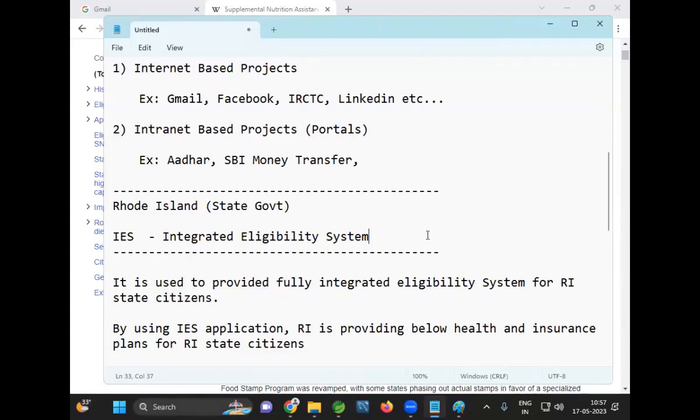So now we have Aadhaar centers, where our Aadhaar project will be accessible only in the Aadhaar center. For every street, one Aadhaar center will be available in the city. In the villages, one Aadhaar center will be available. Similarly, in Rhode Island state also, DHS offices will be available. This application is accessible only in the DHS offices. Are you clear? It is an intranet application. Are you guys clear with my point?